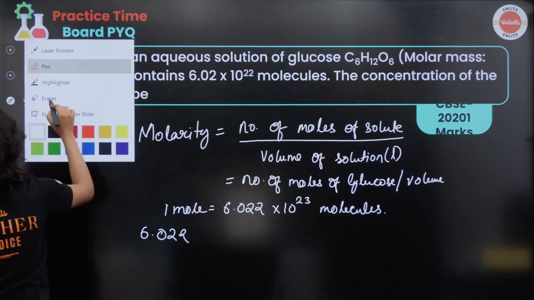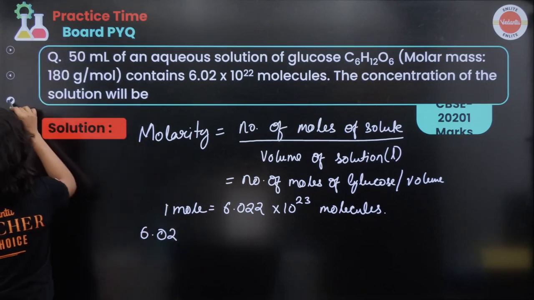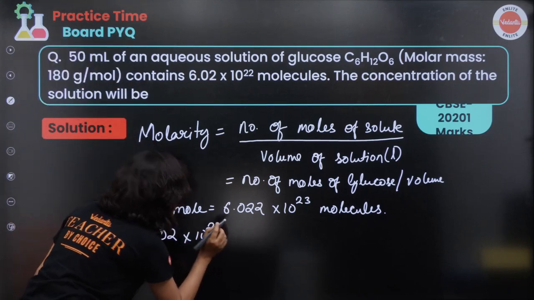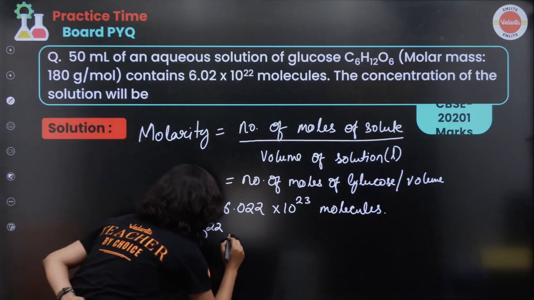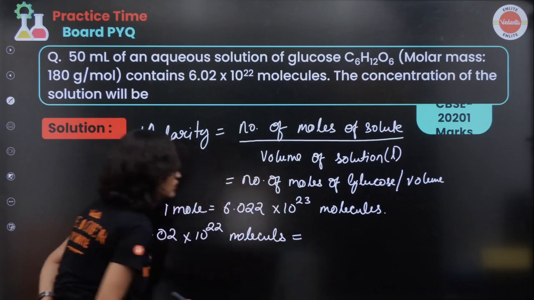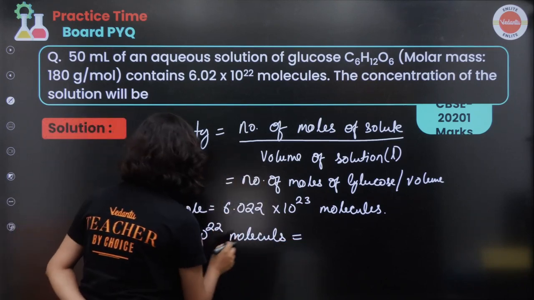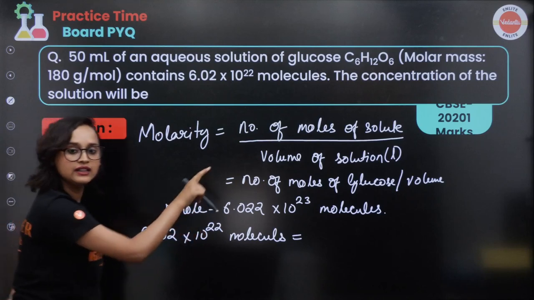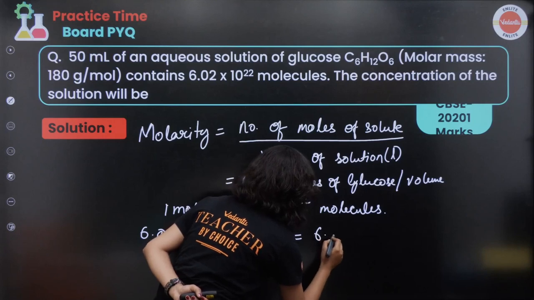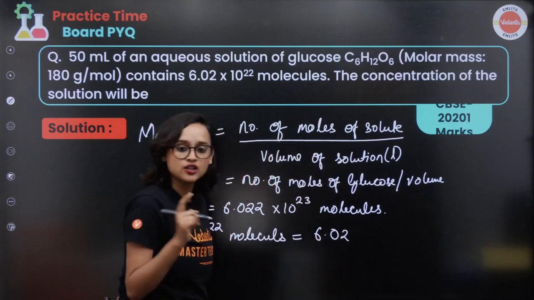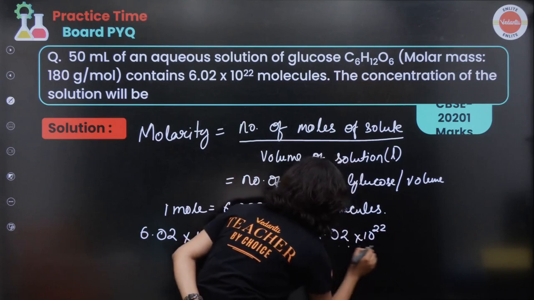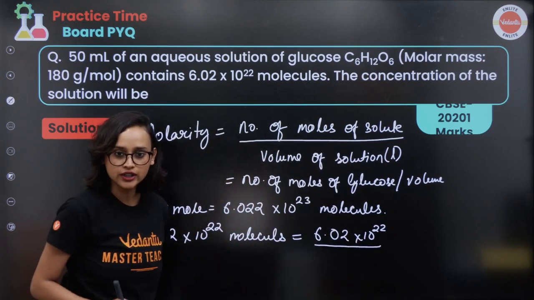6.02. Yeah, it's just O2. This is O2. Okay, 6.02 into 10 to the power 22 molecules, correct? What we will do is take this and divide it by Avogadro number. So, 6.02 into 10 to the power 22, divided by Avogadro number.